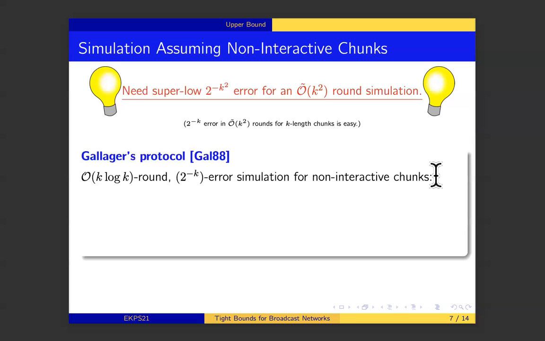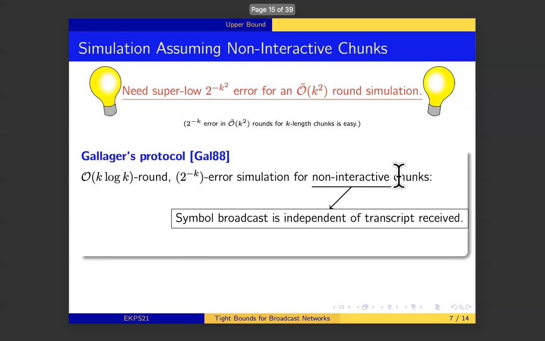And let us see what this is. So first, let us see what is a non-interactive chunk. I will say a chunk is non-interactive if the symbol broadcast at any round during the chunk is independent of all the symbols that were received before. Put another way, if the model allowed it, a non-interactive chunk could have been executed simultaneously. This is because all the parties already know what they have to broadcast. And if the model allowed it, they could just send these symbols at once. And therefore, a non-interactive chunk is a simultaneous chunk.